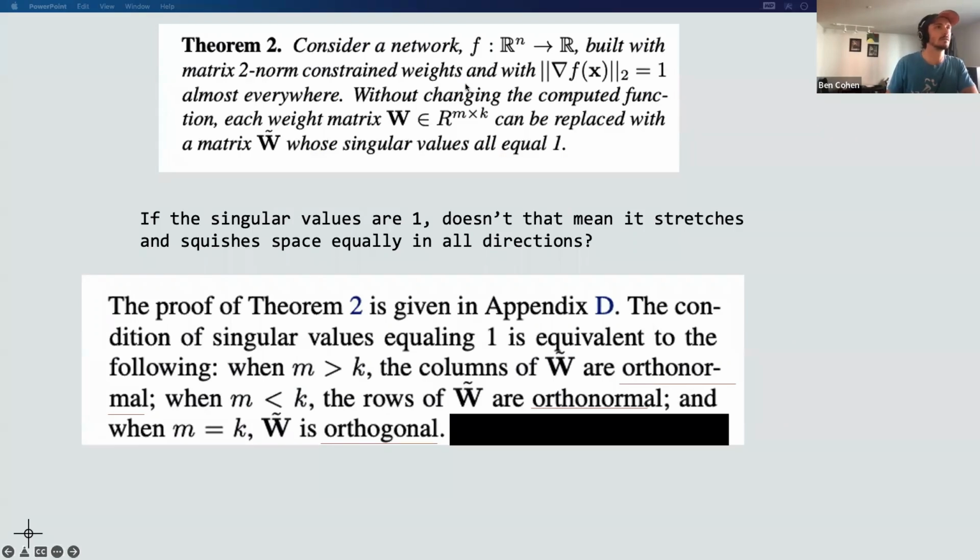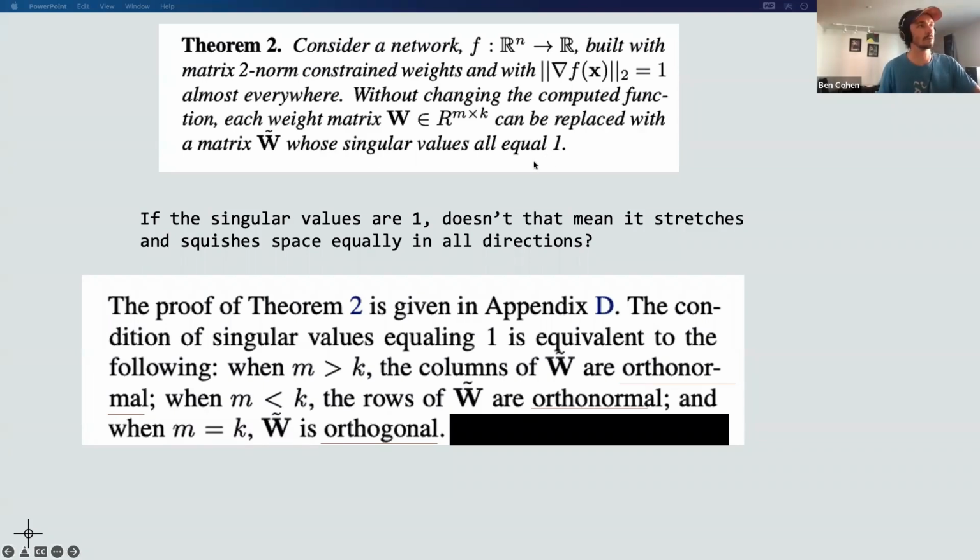Okay, so next, this is quite dense, I'm realizing. They prove another theorem. I'll just read it to keep everyone on the same page. We have this network from Rn to R, built with matrix 2 norm constrained weights, and the gradient is always equal to 1. Then without changing the actual computation of the neural network, I can replace all of my W's with some W tilde whose singular values are all equal to 1.